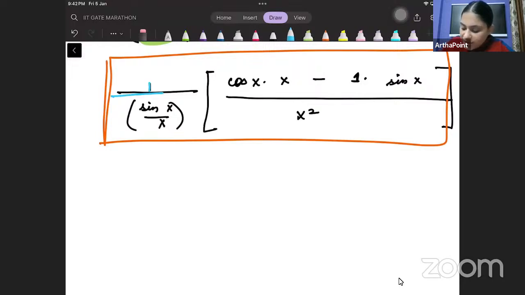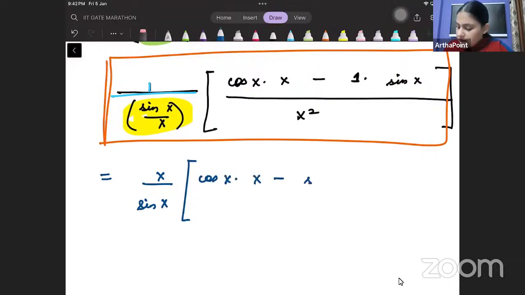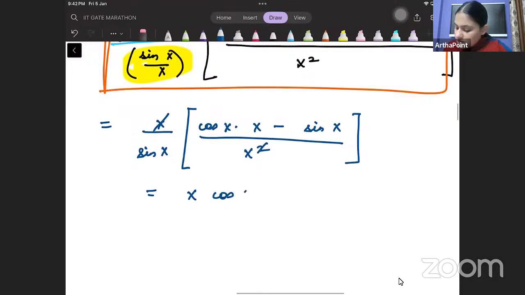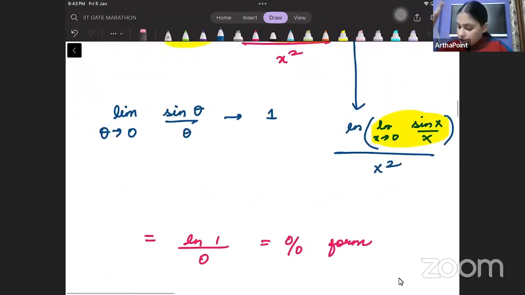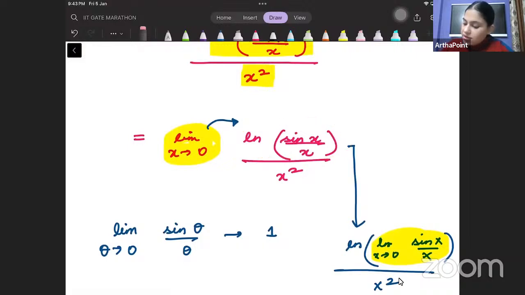So this is 1 divided by this thing. So this is going to be equal to x by sine x into cos x into x minus sine x upon x square. So I will just have one x cancelled. And this is going to be x cos x minus sine x upon x sine x. Yes beta, this is going to be the differentiation of your numerator. This is the differentiation of the numerator.